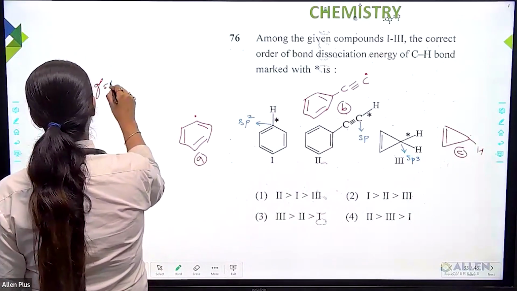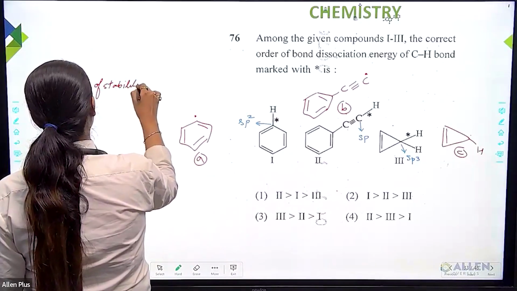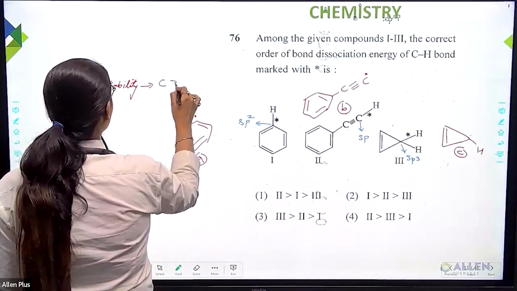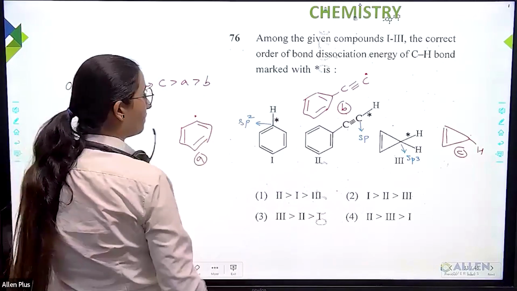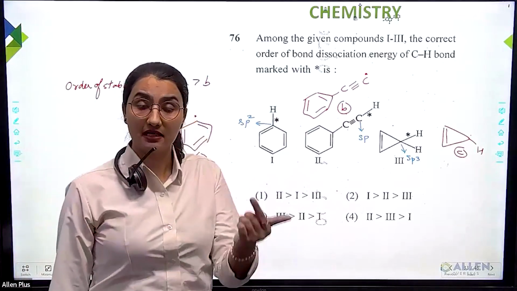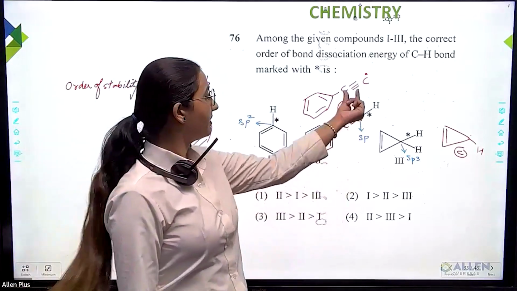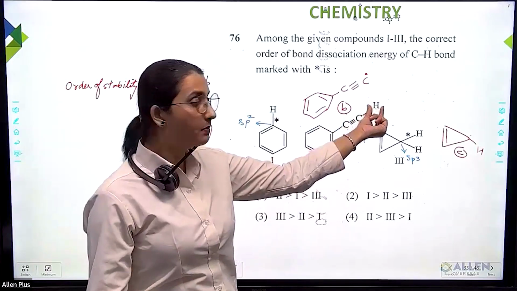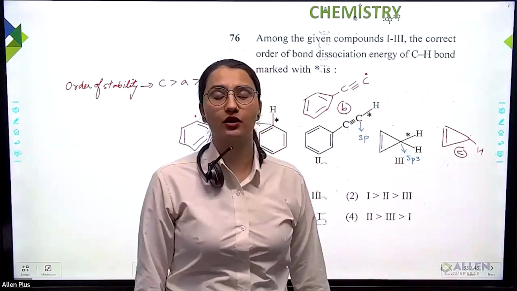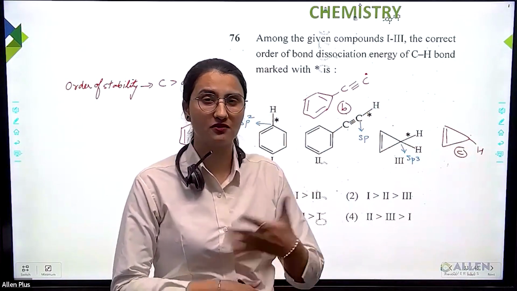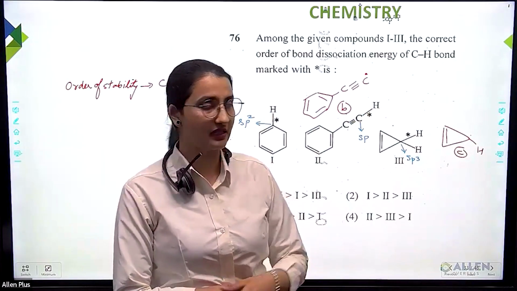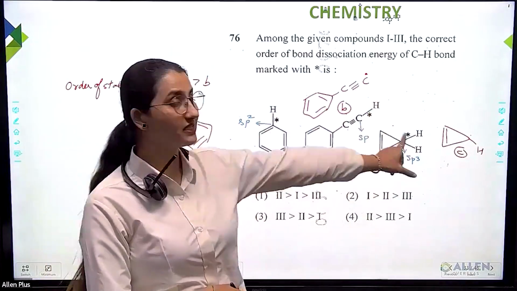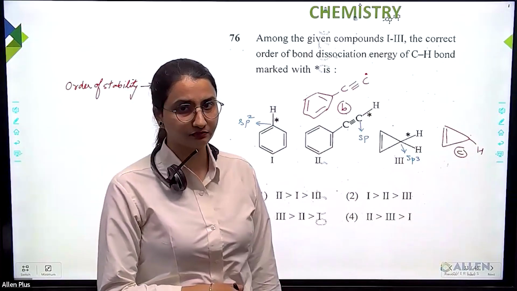Order of stability is C, A, B. Why? Because the radical or positive charge on a triple bond carbon is least stable, and maximum stable on a single bonded carbon. Why? Because of percentage s character. It's sp hybridized, it's sp2, it's sp3.